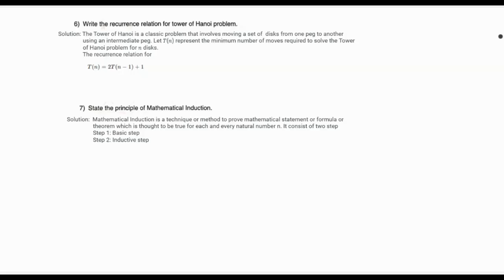Then moving with the seventh one, state the principle of mathematical induction. Mathematical induction is a technique and a method to prove a mathematical statement or formula or theorem which is thought to be true for each and every natural number n. It consists of two steps, the basic step and the inductive step.